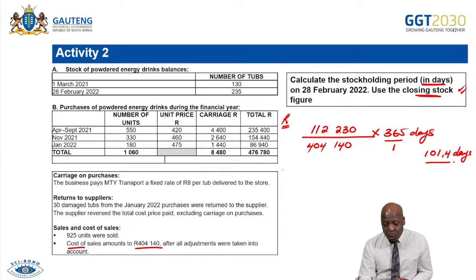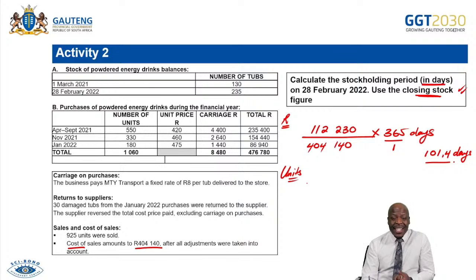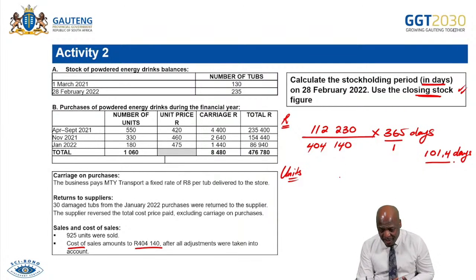The second method is when I use units. So instead of using my rands, let me see what happens if I use my units. Using closing stock, I'm going to take my closing stock number of units. How many were they? 235. It is still my closing stock. Here I had rands, but here I'm now using units. So you have two methods here. You either use the rand method or the units method.